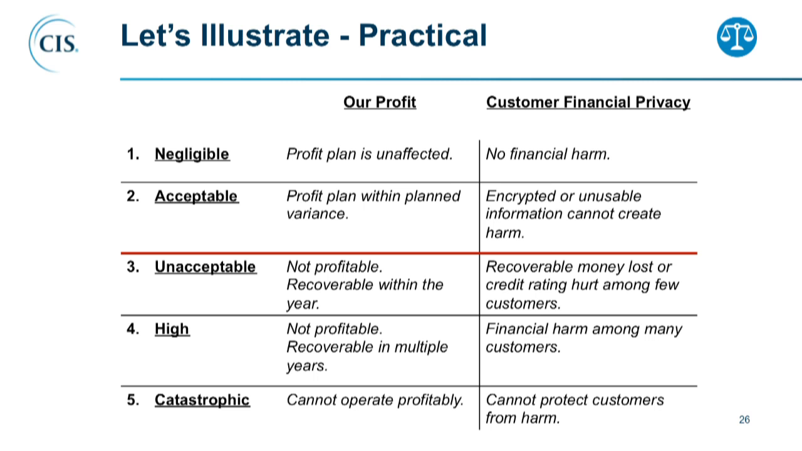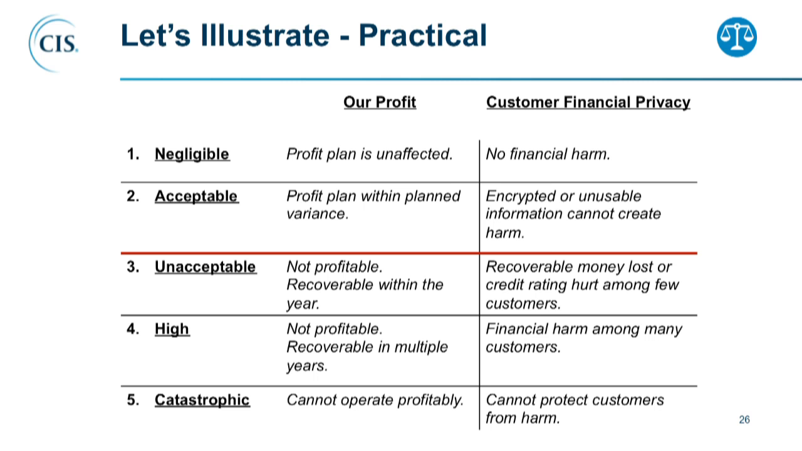How about customer financial privacy? What if there's encrypted but unusable information that's been breached, but it can't be used to create harm? Right? That would be acceptable. We're not comfortable with it. We would invest against it, but we know that sometimes things happen, which is why we encrypt data to begin with. How about if we talk about unacceptable? Well, now we're crossing a line. We would say it's unacceptable if we're not profitable, but maybe we can recover within some period of time. And then it gets high if we're getting close to the edge, but we can invest our way back. Catastrophic if we just can't operate profitably.